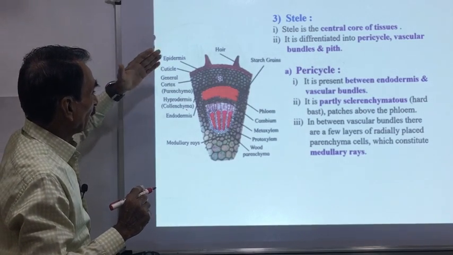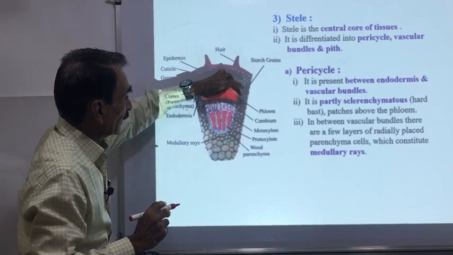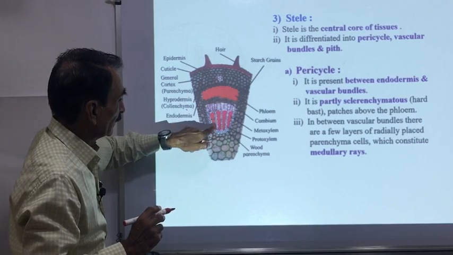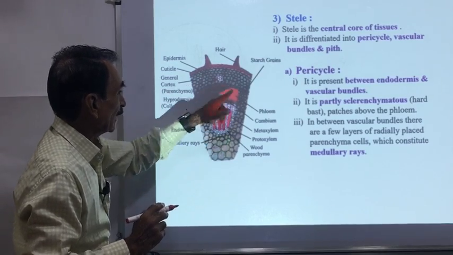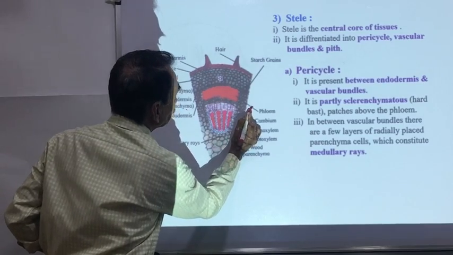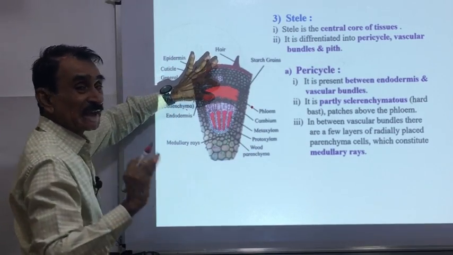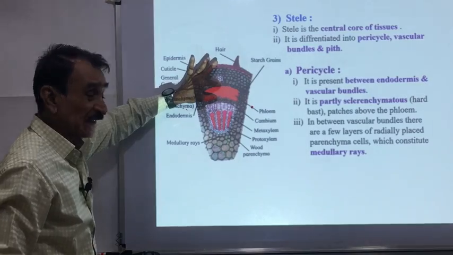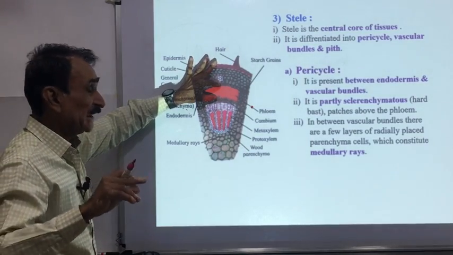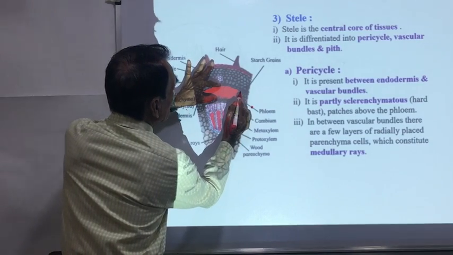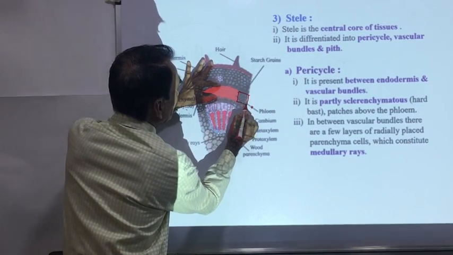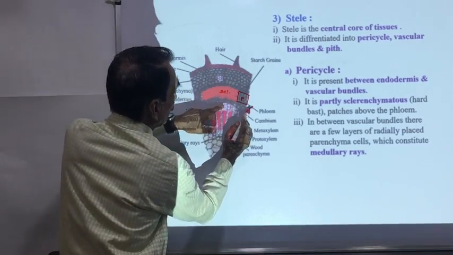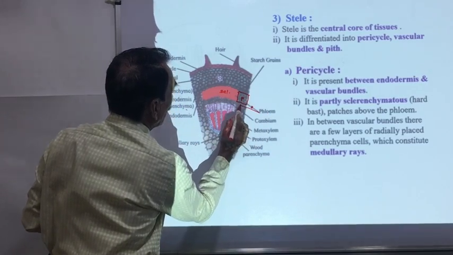Here you can see that this is the phloem here. This is the cambium. This is the vascular bundle. Here it is a vascular bundle. You can see here the pericycle in the region of the vascular bundle. It is sclerenchymatous. Pericycle above the vascular bundle is sclerenchymatous, and between the vascular bundles, it is parenchymatous. You can see here, this is the pericycle, this is parenchymatous, and this is sclerenchymatous. Here, this is not a phloem, so phloem is present at this place.